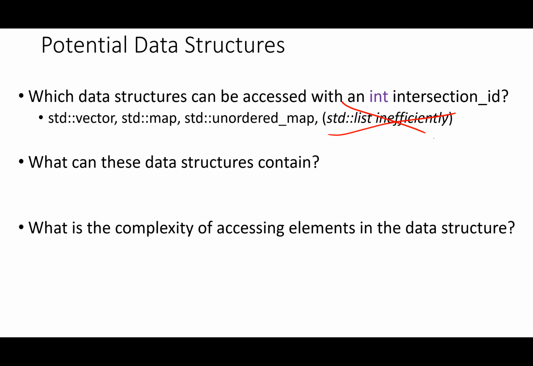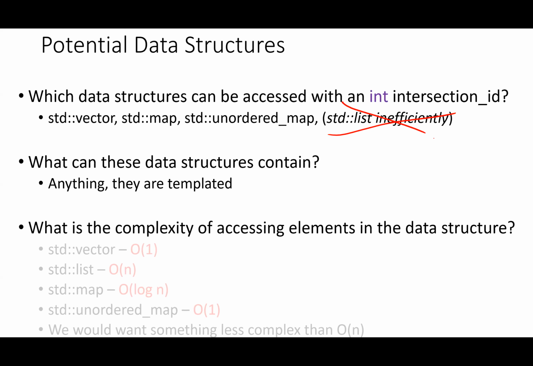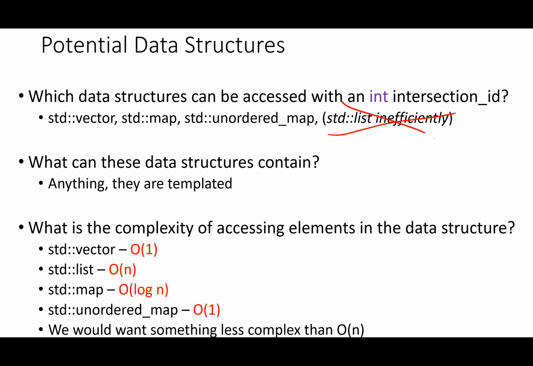So a list is remarkably bad. Any of them can store a vector at every entry because that's STL, it's templated, can store anything, right? What is the complexity? Okay, so a vector is order 1, right? It's got random access. A list was order n, terrible, do not do it. A map was order log n, and an unordered map is also order 1.